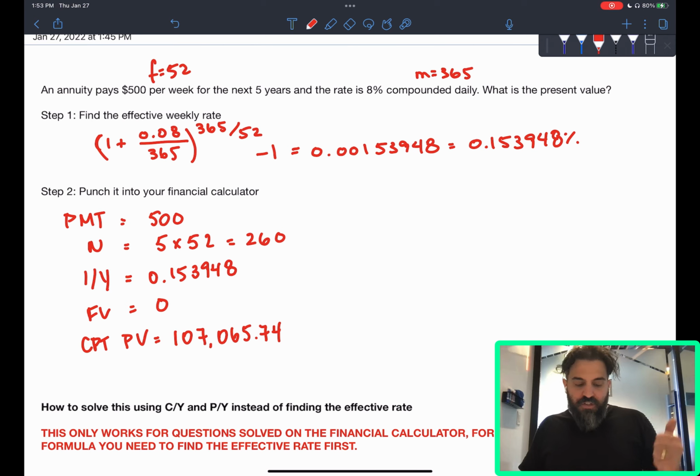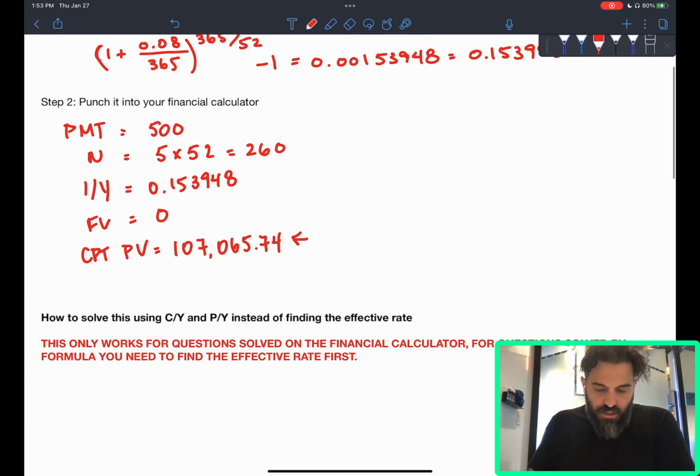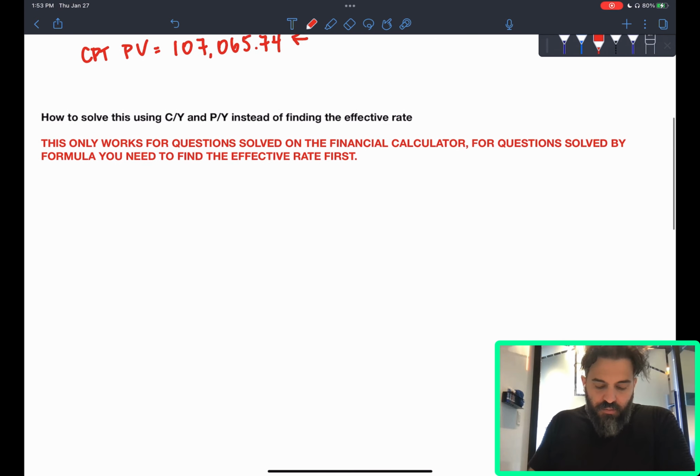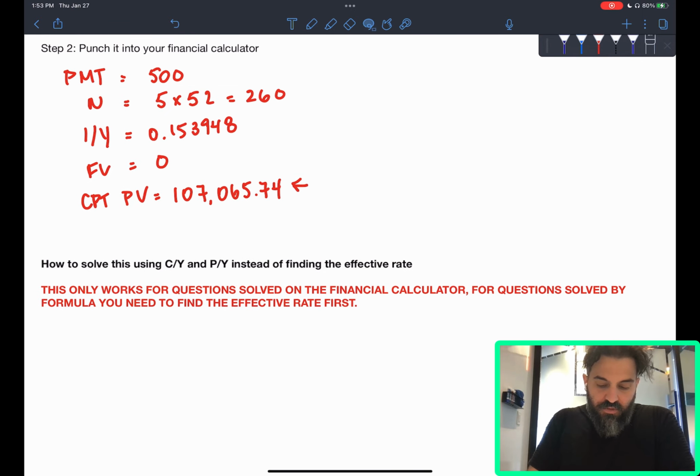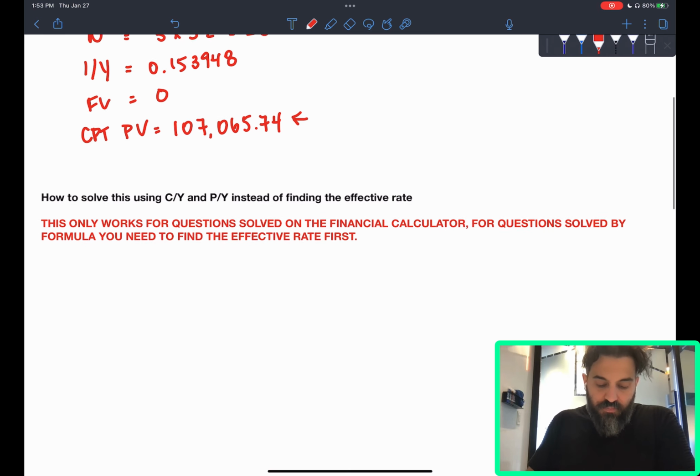So we learned in class that you would need to find an effective weekly rate. So you have it there. I plugged in my M and my F, and then we could punch it all into our calculators to get our present value. If you want to do this in one step, you could skip step one by using PY and CY. You would still punch it into your calculator in the same way.